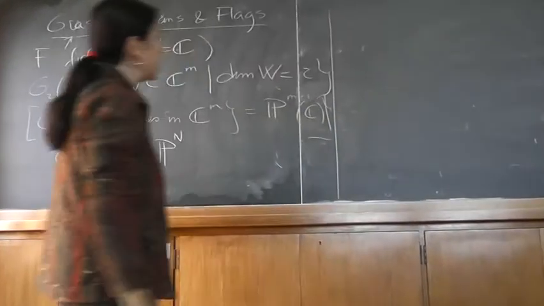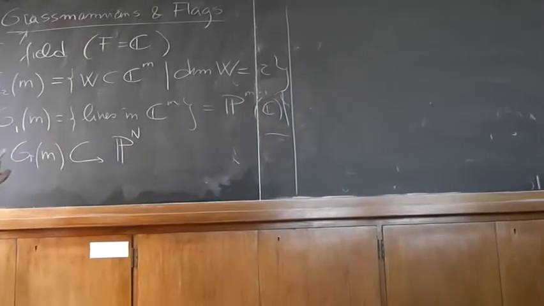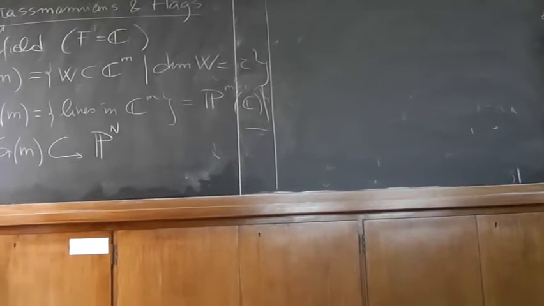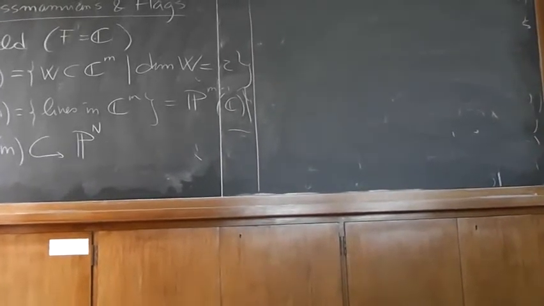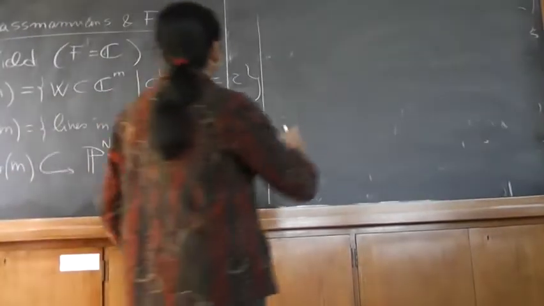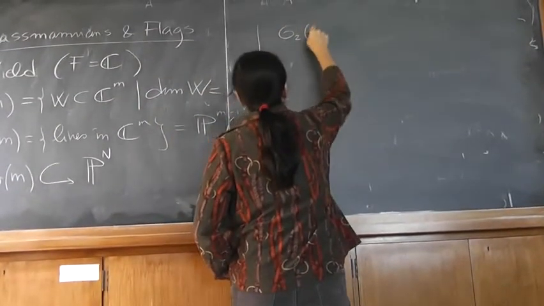He gives this embedding, but let me do a special example, because the general case is the same. So let's look at G(2,4).